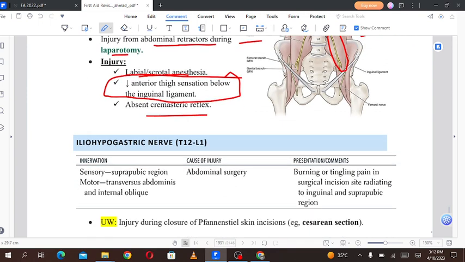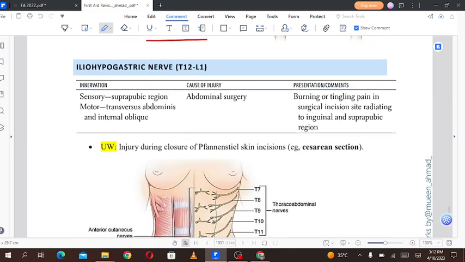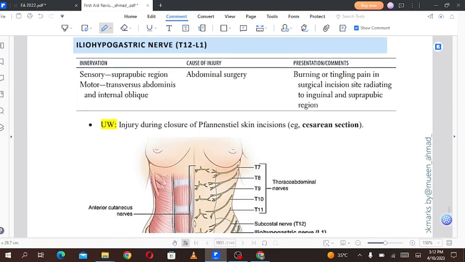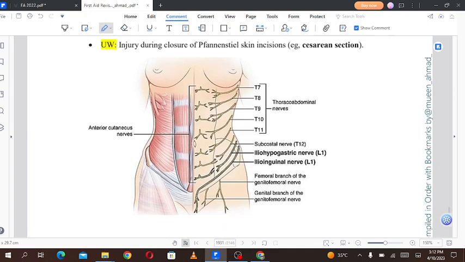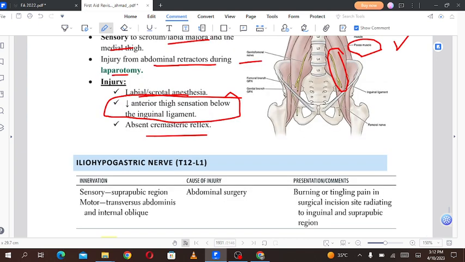Iliohypogastric nerve. So the iliohypogastric nerve, T12 to L1. Where is the iliohypogastric nerve? There is a diagram of that. This is the iliohypogastric nerve. So the root value for the iliohypogastric nerve is T12 to L1. It provides sensory supply to the suprapubic region and motor supply to the transversus abdominis and internal oblique muscle. The cause of injury is abdominal surgery.